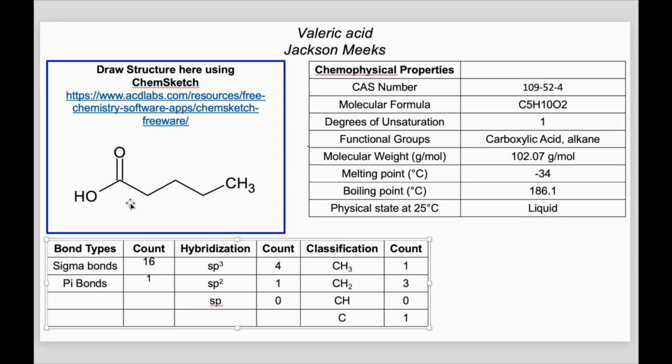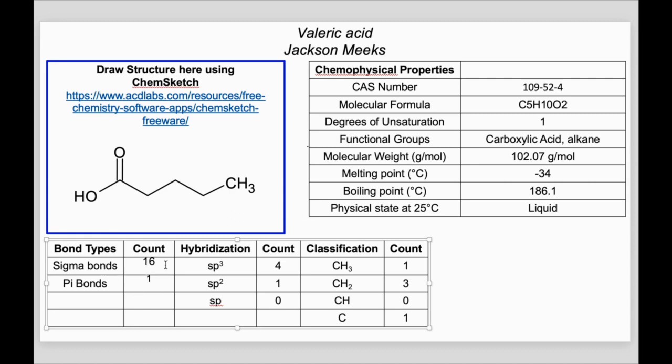The functional groups present are a carboxylic acid functional group, which is made up by this carbon double bonded to oxygen and an alcohol. That makes up the carboxylic acid, along with this alkane chain. Those are the 2 functional groups. The molecular weight of valeric acid is 102.07 grams per mole. Melting point at negative 34 degrees Celsius, boiling point at 186.1 degrees Celsius, and the physical state of valeric acid at 25 degrees Celsius is a liquid.